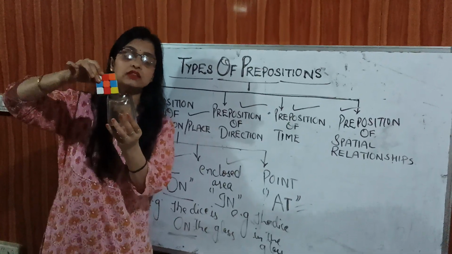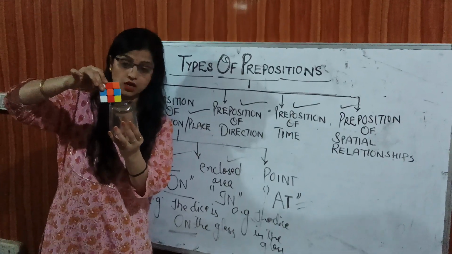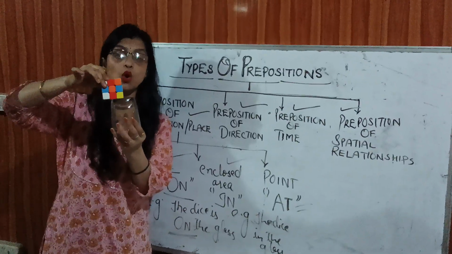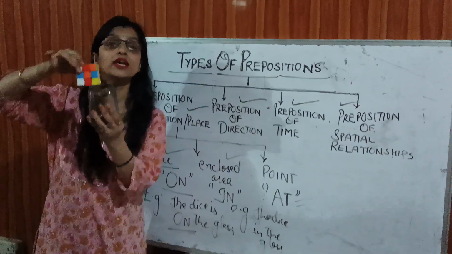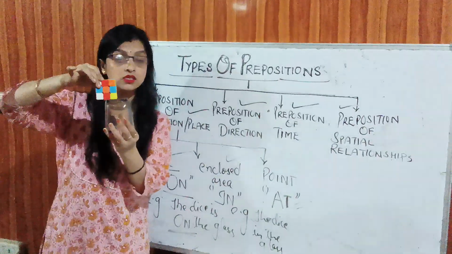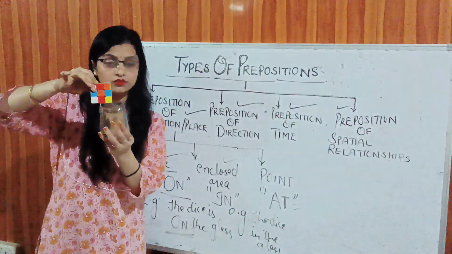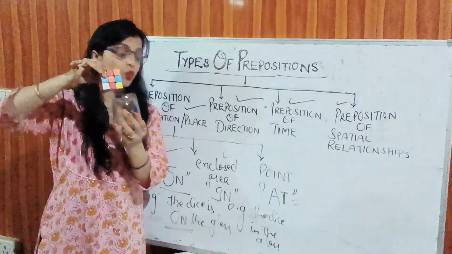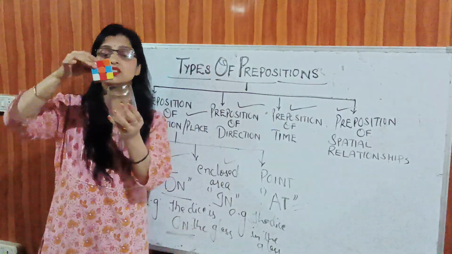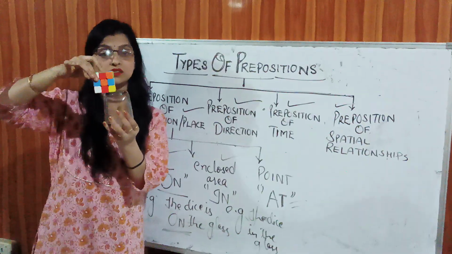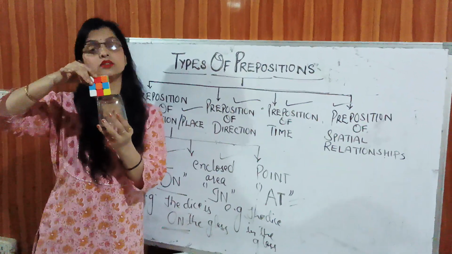What is the position? This time what we have to say is, the dice is on the right corner of the glass. The dice is at the right corner of the glass. Got it? So why am I using "at" here? Because this time "at" indicates the specific position of the dice.